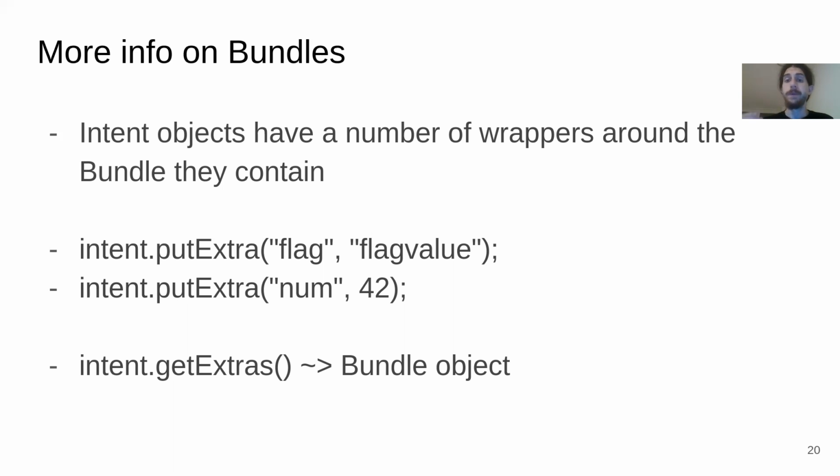If you want to, for example, if associated to the key flag you have a value that is also a string, I think you can do bundle.getString, and you pass flag, and the output is going to be the value associated to the key flag. Okay. So again, once you get the intent, you can get the bundle, you can list all the entries, and you can get all the values contained in this bundle, and also in this intent.